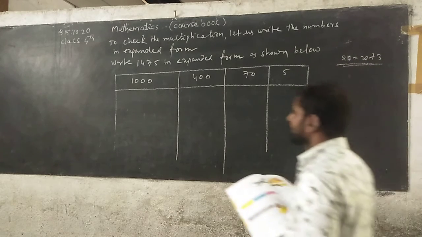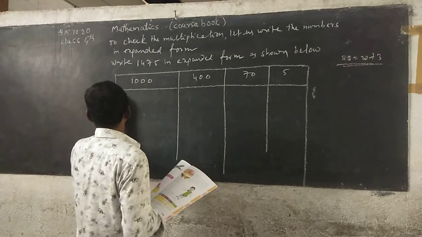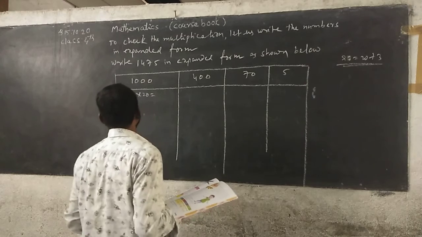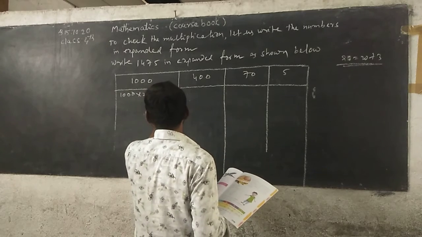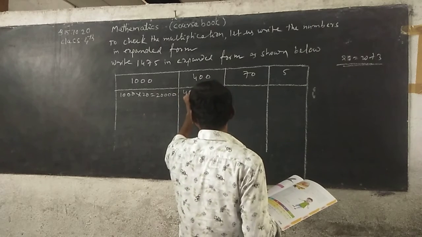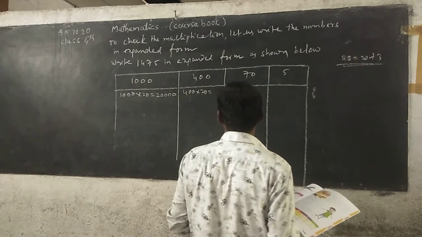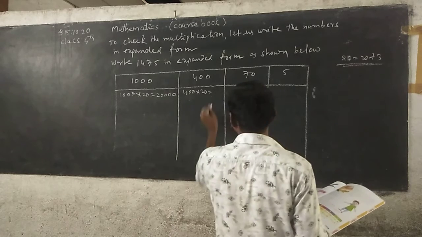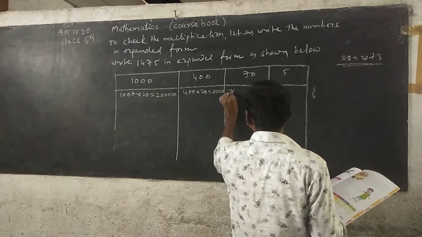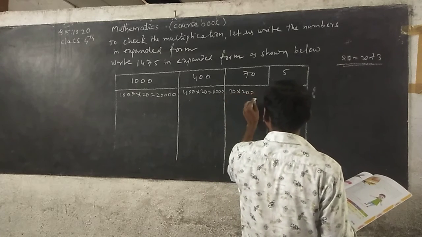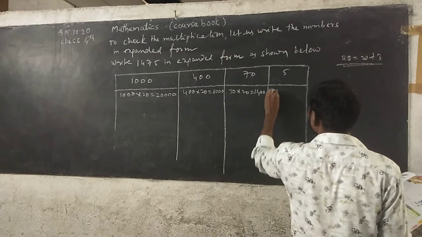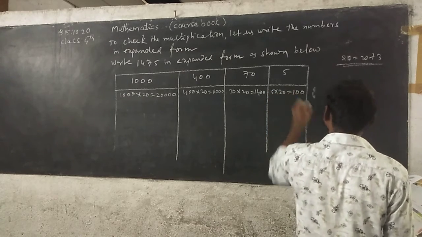See here, 1000 first into 20. What do we get, beta? 1000 into 20, you get 20,000. Next, 400 into 20, you get 8,000. Next, 70 into 20, 1,400. Next, 5 into 20, you get 100.